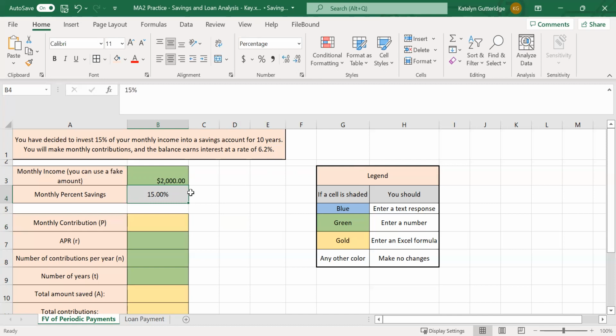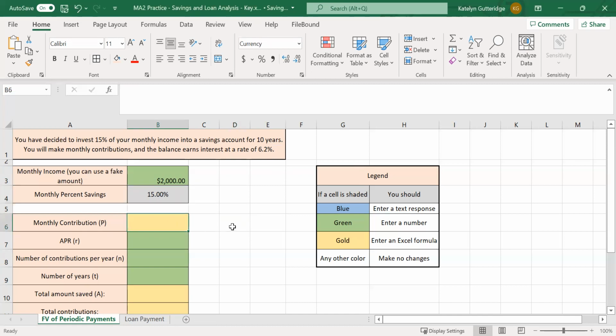We're going to contribute 15% of that $2,000 into this savings account. So every time the month starts or the month ends, we're going to deposit 15% of that $2,000 into this account. So let's start by figuring out what is going to be our monthly contribution into this account.